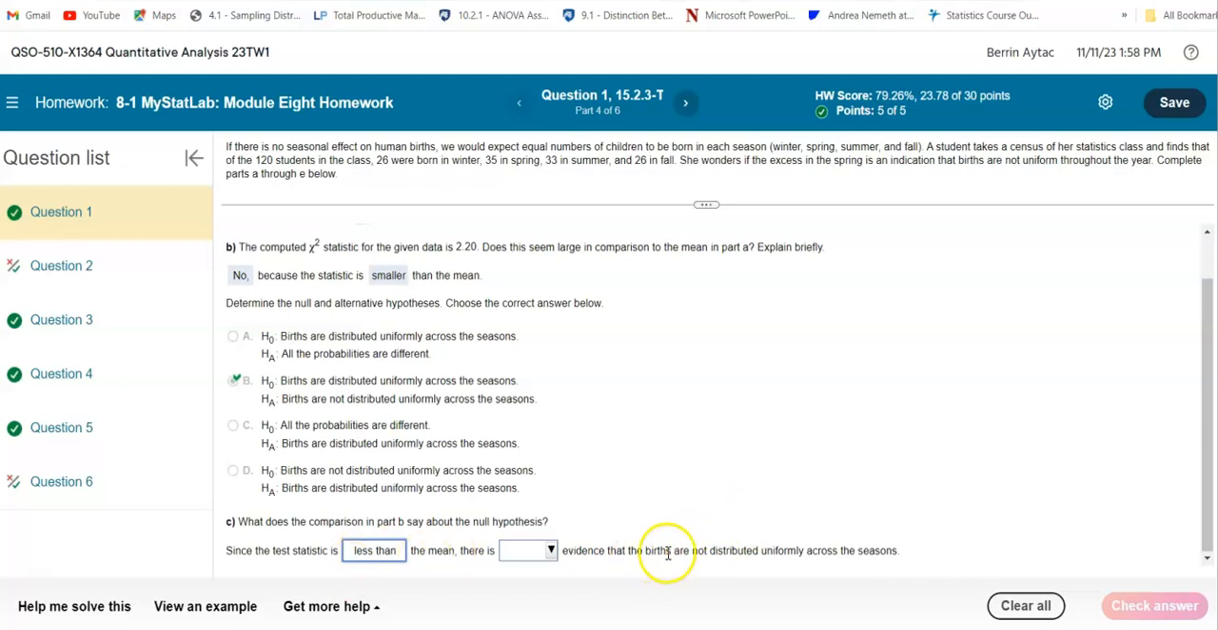As you see, the births are not distributed uniformly across the seasons is the alternative hypothesis. Since the data support the null hypothesis, we say that there is not sufficient evidence, there is little evidence, that the births are not distributed uniformly across the seasons. Okay.